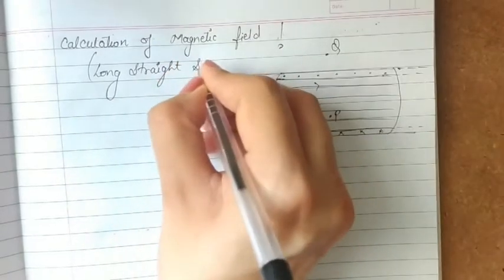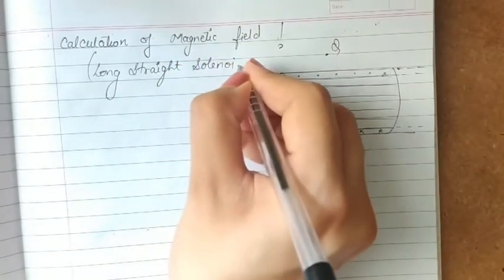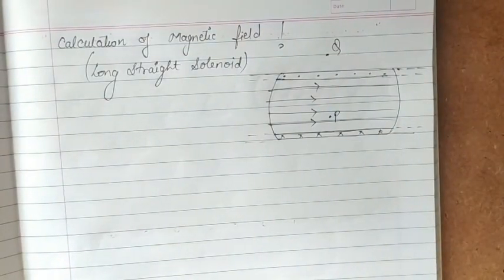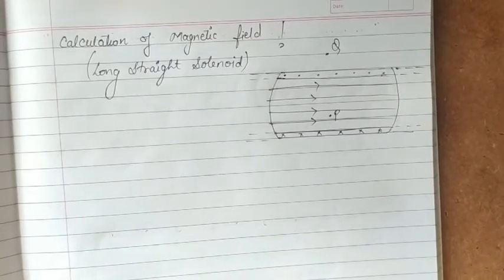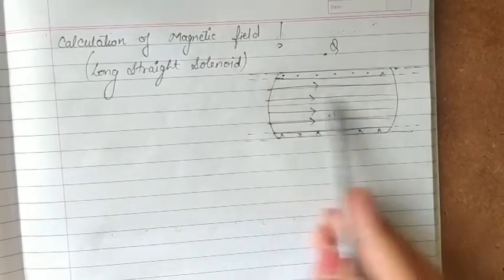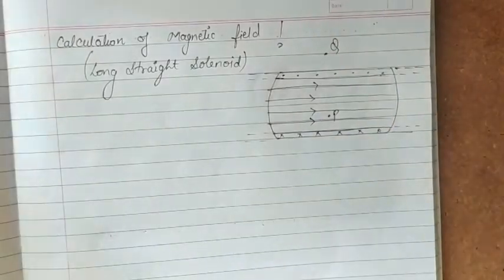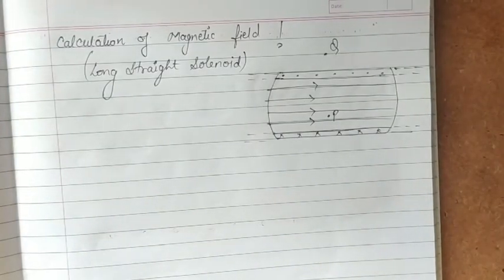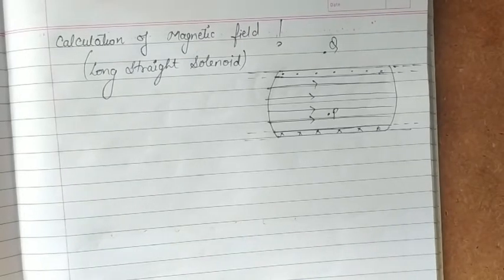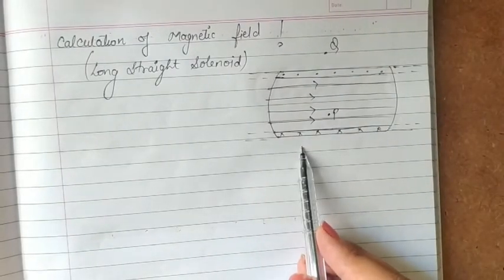Long straight solenoid means the length of the solenoid will be much greater than its diameter. So the magnetic field inside a closely wound long solenoid is uniform everywhere and zero outside. As I am showing you in the diagram, its magnetic field inside the solenoid is uniform everywhere, while at exterior points it is zero. But we want to calculate the strength of that magnetic field, the value of that magnetic field. So this figure is showing the sectional view of a long solenoid.